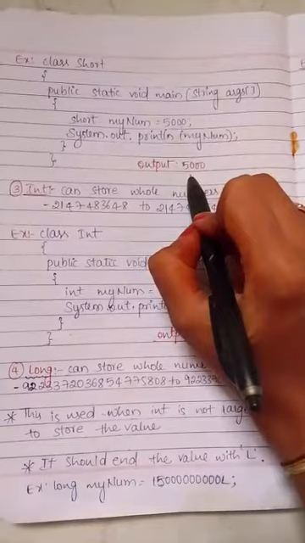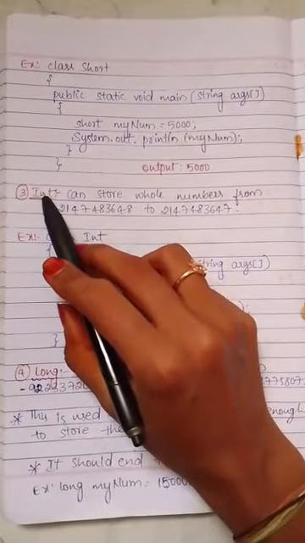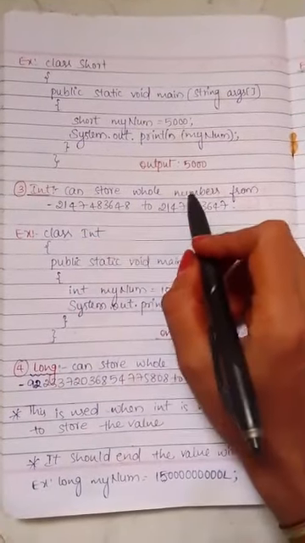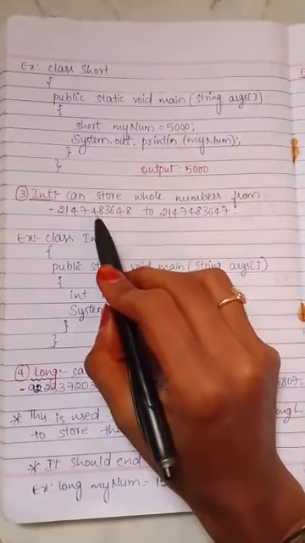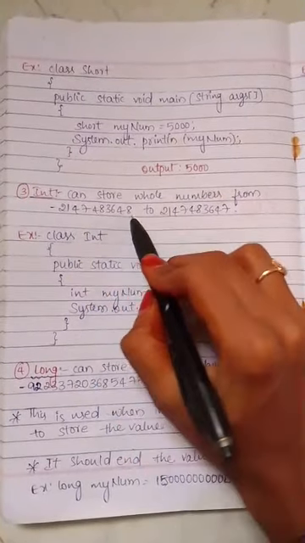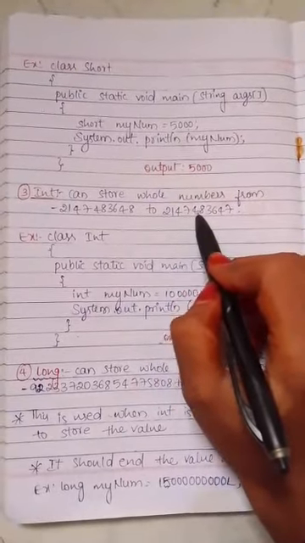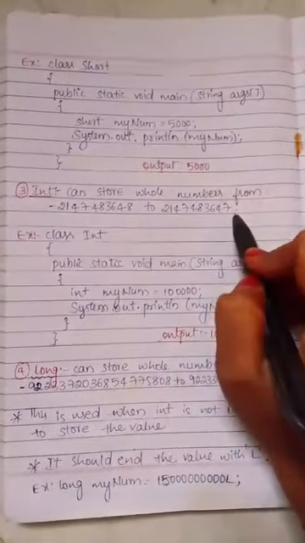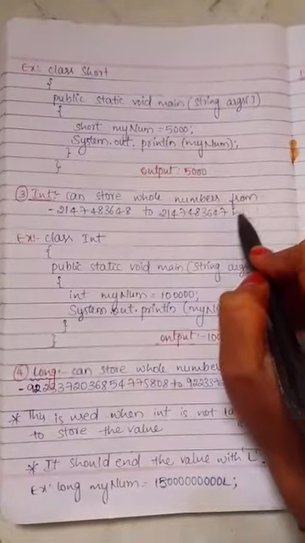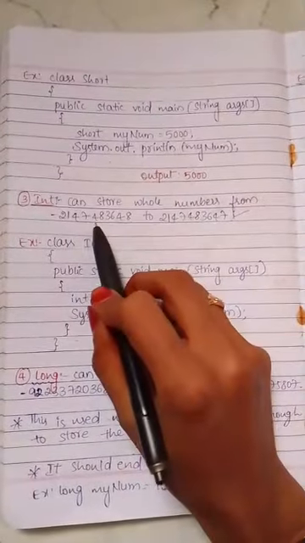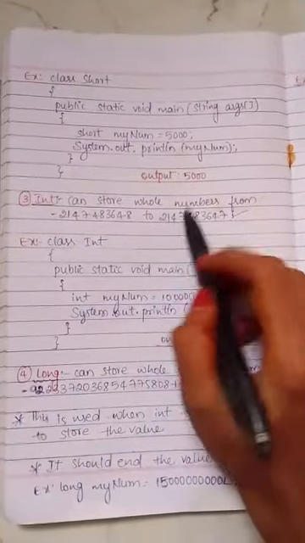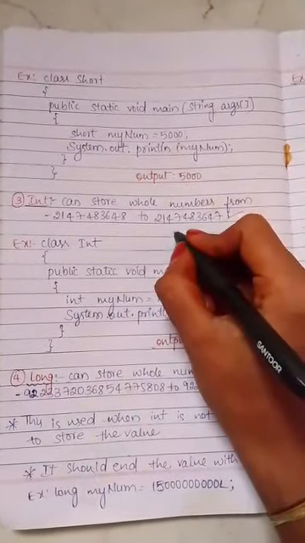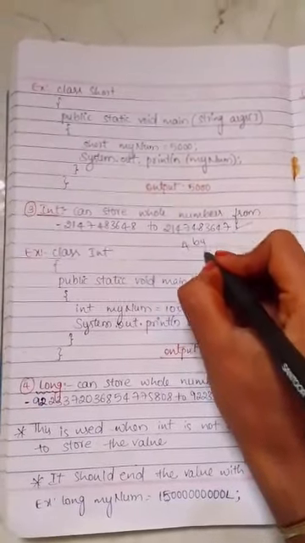As simple as that. And the third one, integer, can store whole numbers from minus 2147483648 to 2147483647. This is the range of integer. From this number to this number I can store in integer. And integer, as I already told you, is 4 bytes.